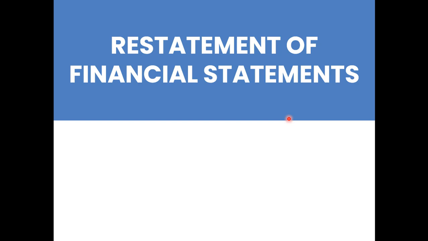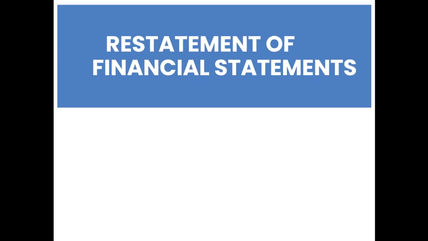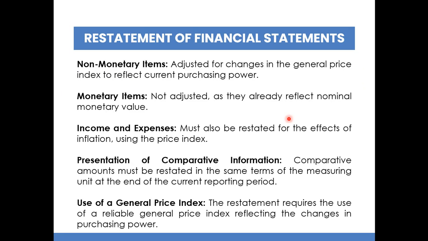So IAS 29 is basically applied to restate the financial statements. Normally in the financial statements we restate non-monetary items to adjust for changes in the general price index, to reflect current purchasing power. But monetary items have a nominal value, so at that time we don't adjust them, because they already reflect the nominal monetary value.